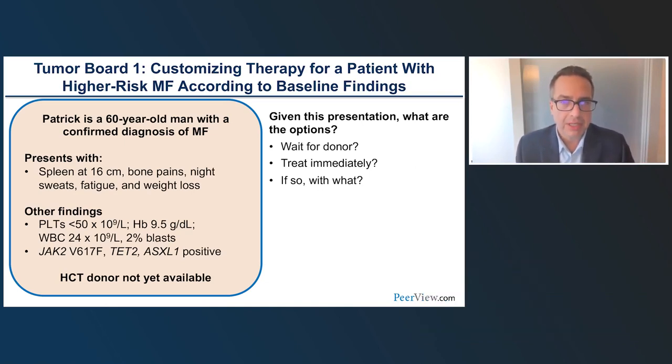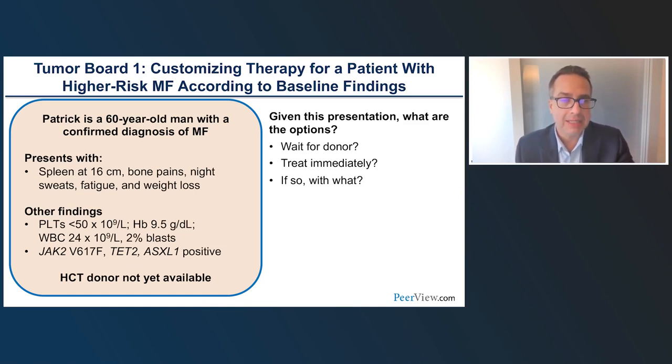This is Patrick. He's a 60-year-old gentleman with confirmed diagnosis of myelofibrosis. He presents with a spleen that's 16 centimeters below the costal margin. It's a very big spleen. He has bone pains that are diffuse, pretty bad at night, interrupts his sleep, night sweats, overwhelming fatigue, and has lost significant weight over the last 6 months.